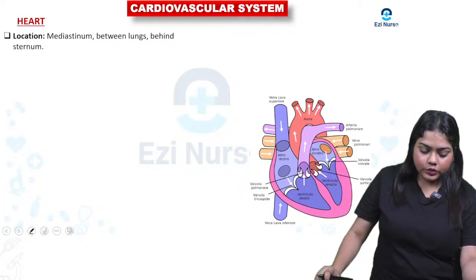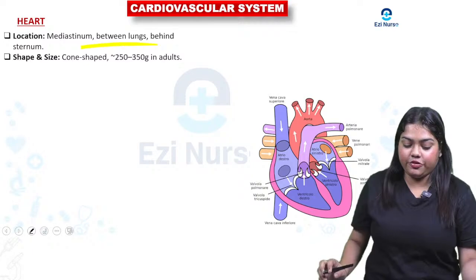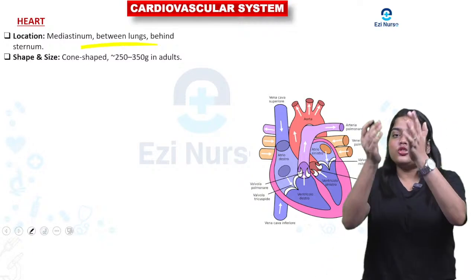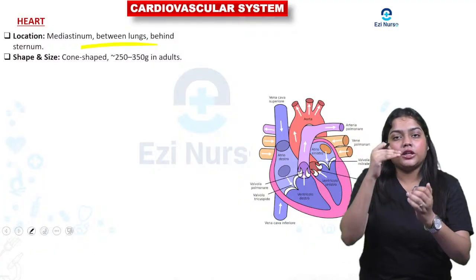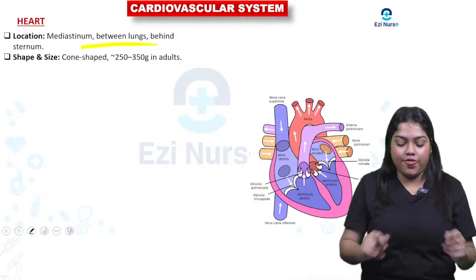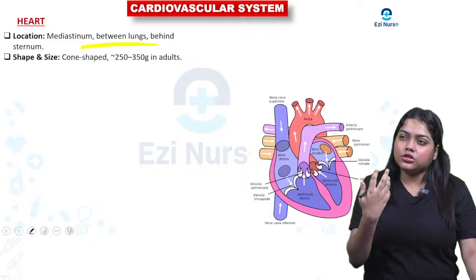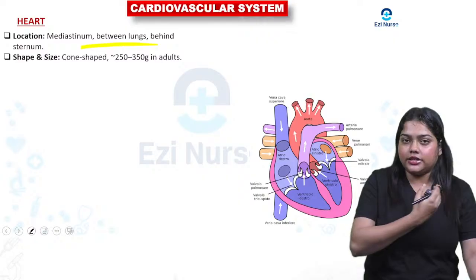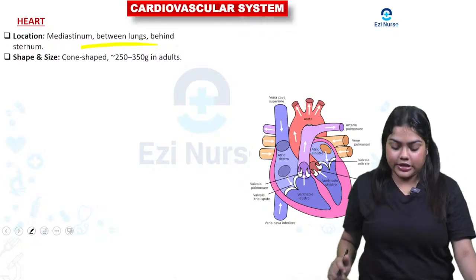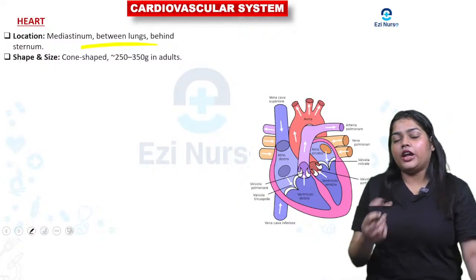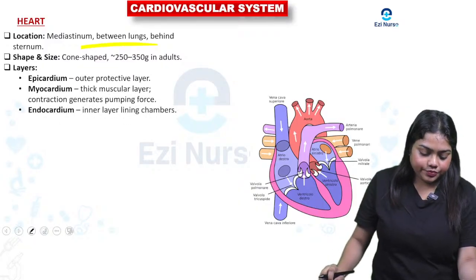Okay, so what is the location? It is actually placed in the mediastinum between the lungs, behind the sternum. So we have seen the rib cage, right? And where the sternum is placed, just behind that we have our heart. In between the two lungs, the heart is tilted a little to the left side. It's not fully on the left side, but it is tilted to the left. It is cone shaped and weighs around 250 to 350 grams in adults.